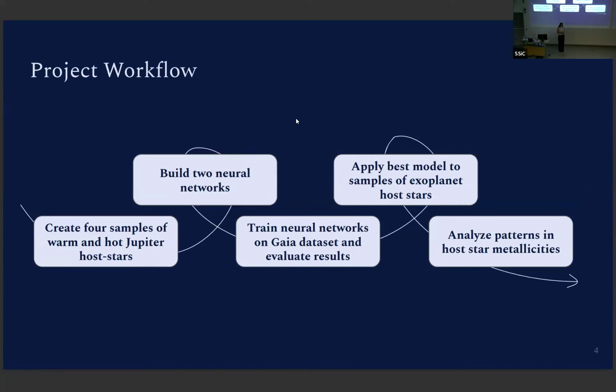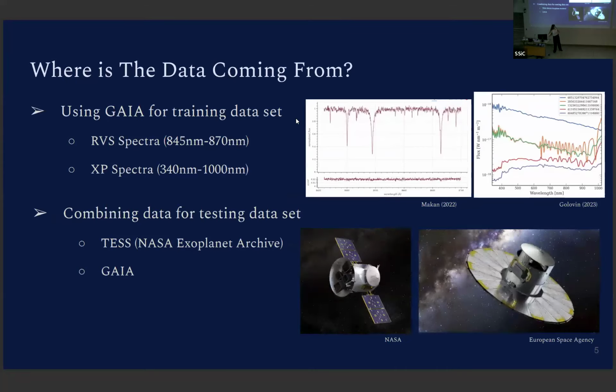And this is how my project flowed throughout the summer, the steps I took to answer this question. I started by creating 4 different samples of warm and hot Jupiters to apply my models to at the end. After that, I built 2 different neural networks, trained them on a data set using Gaia data. And once I had those models, not perfected, but in the best possible state, I applied those to the 4 initial samples, and then pulled results from that, tried to see what patterns I could recognize, and went from there. So now, where is this data that I mentioned coming from?